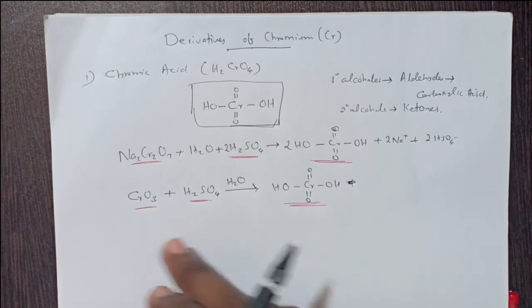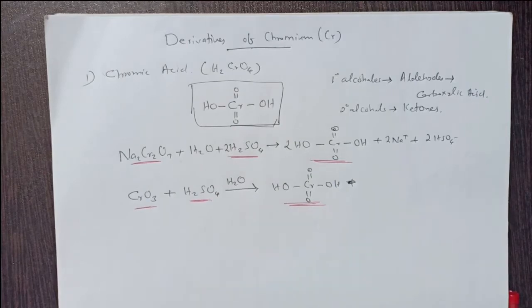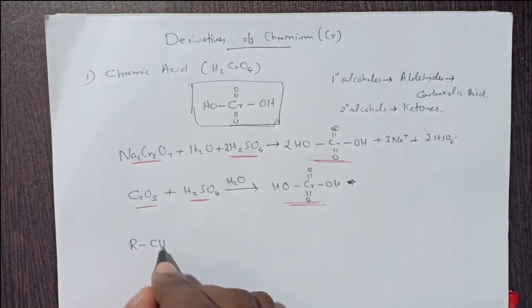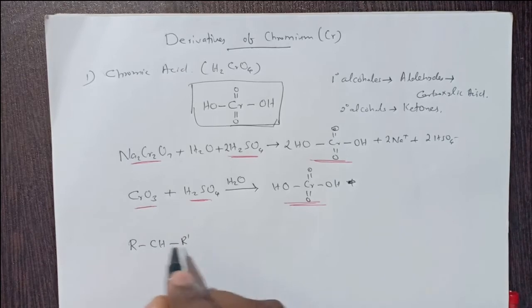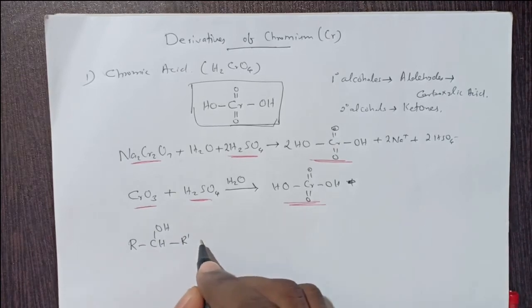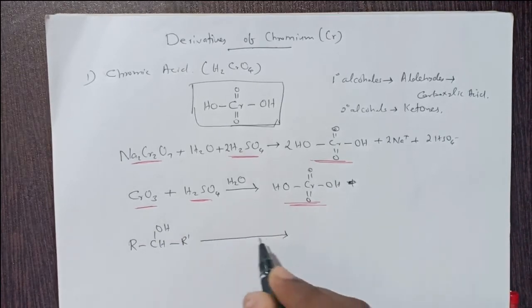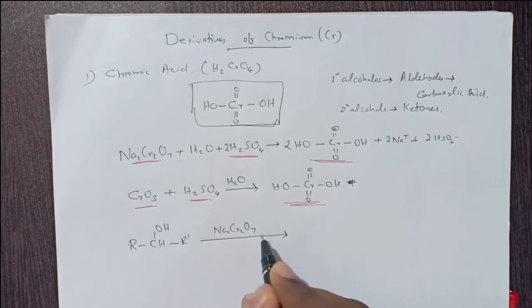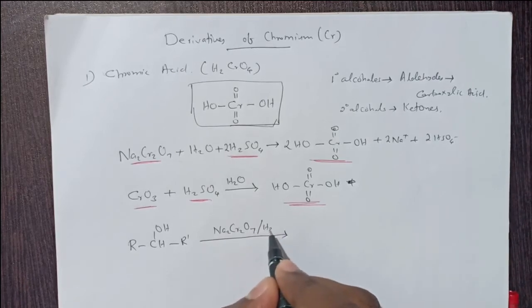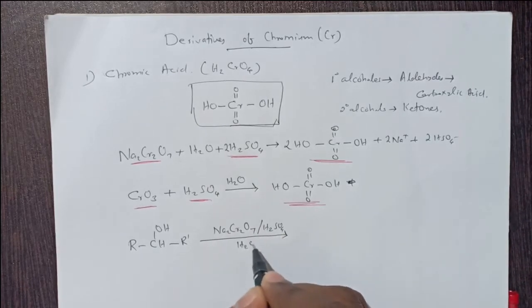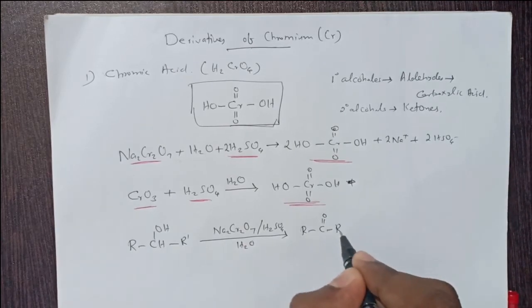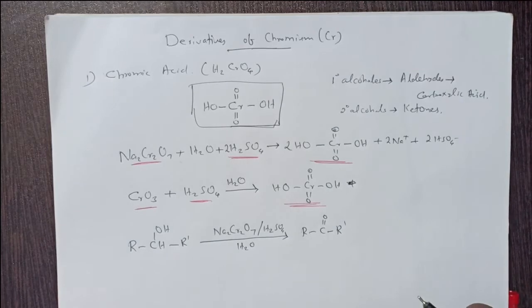So we can prepare the chromic acid reagent by various methods, and we are taking one example of this oxidation reaction. Here we are taking a secondary alcohol, and it is treated with a mixture of sodium dichromate and sulfuric acid in the presence of water. You will get the product like this. This is a secondary alcohol, so the ketone will be the product.